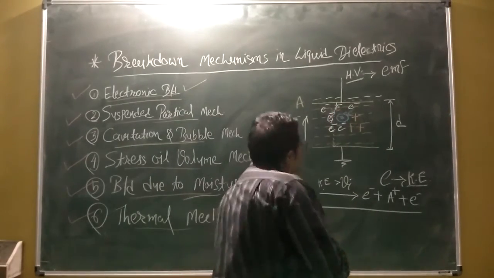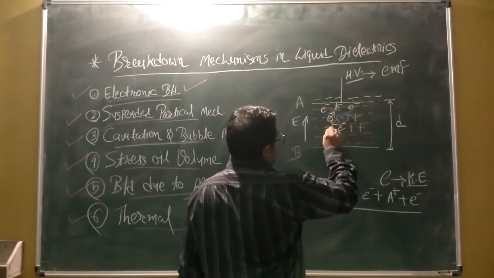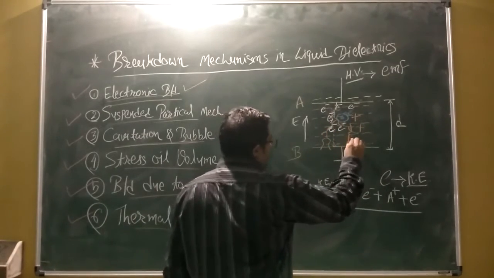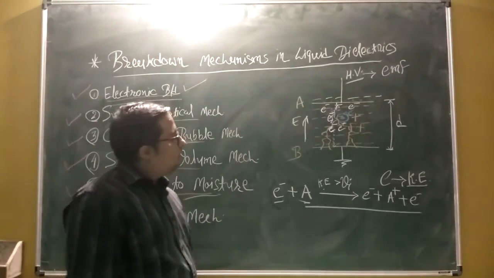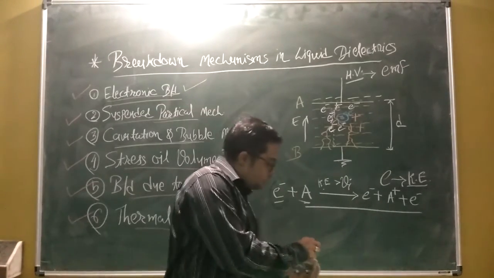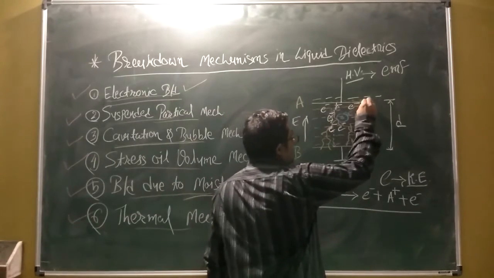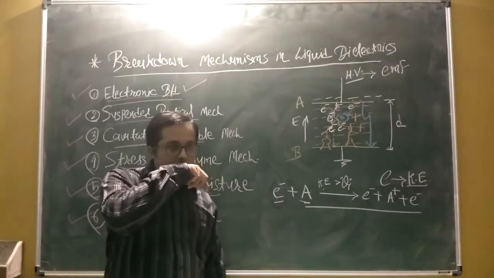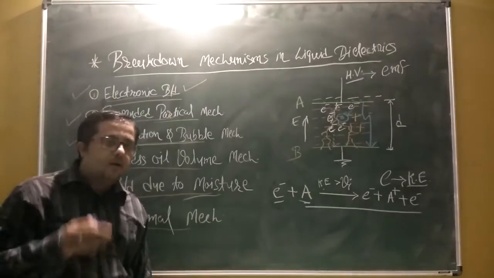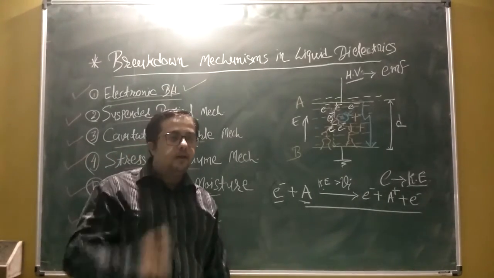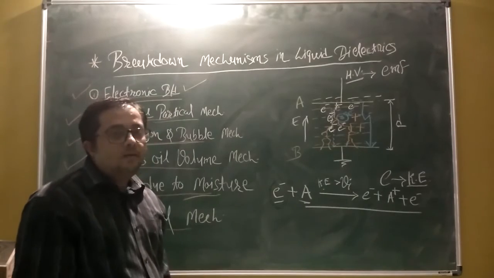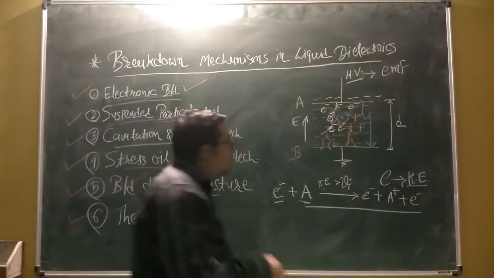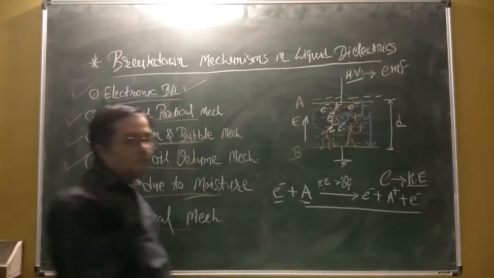So like this, you can observe an electron avalanche, and when this electron avalanche meets the opposite electrode, the complete spark is created. This phenomenon we can observe completely in a pure liquid when it does not contain any impurity. Clear? So this is the electronic breakdown, where the breakdown takes place because of these electrons only.